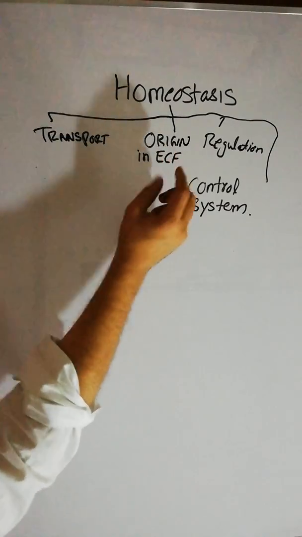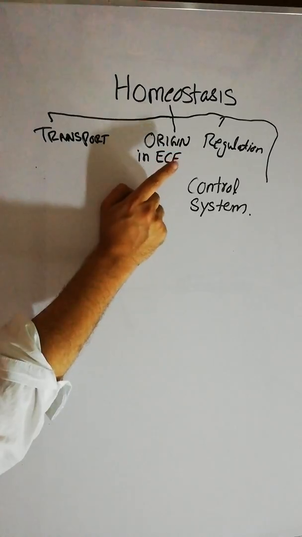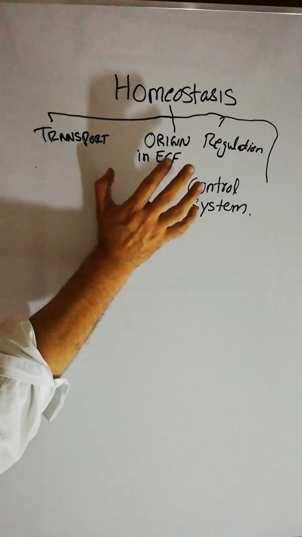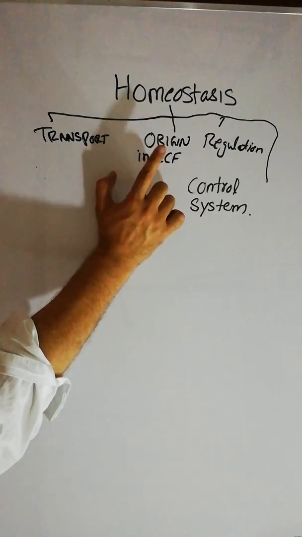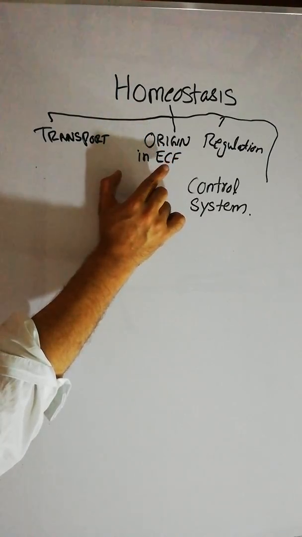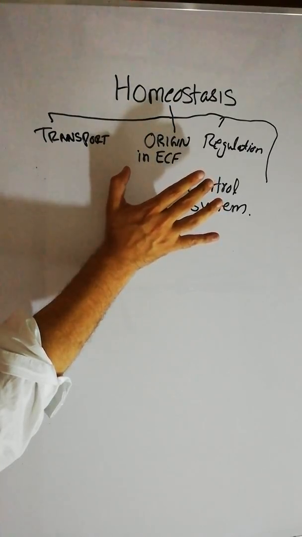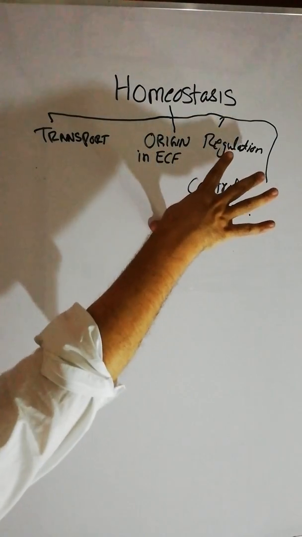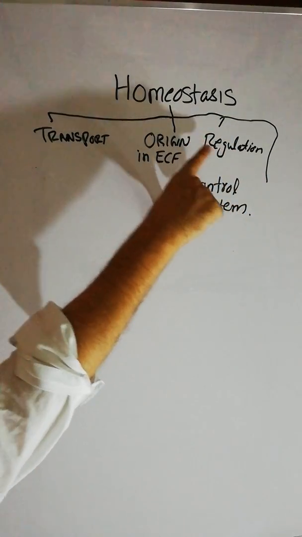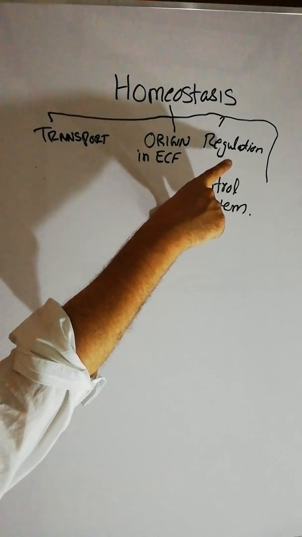Similarly, we discussed that different organs like the lungs, gastrointestinal system, liver, and kidney were helping in the maintenance of the different ions. The lungs were helping in oxygen, and the gastrointestinal system was supplying different nutrients like carbohydrates, fatty acids, amino acids. Then we discussed that the nervous system and the hormonal system were functioning as the regulators.